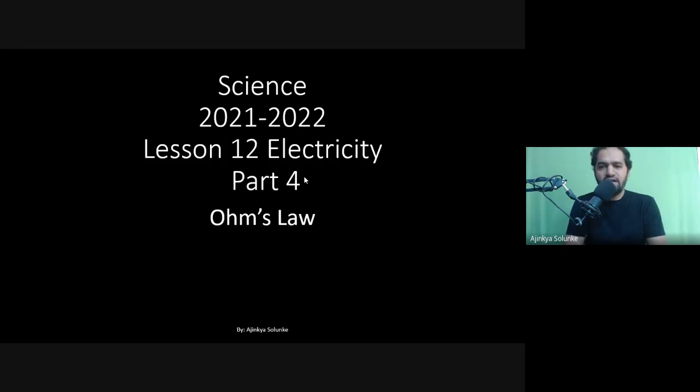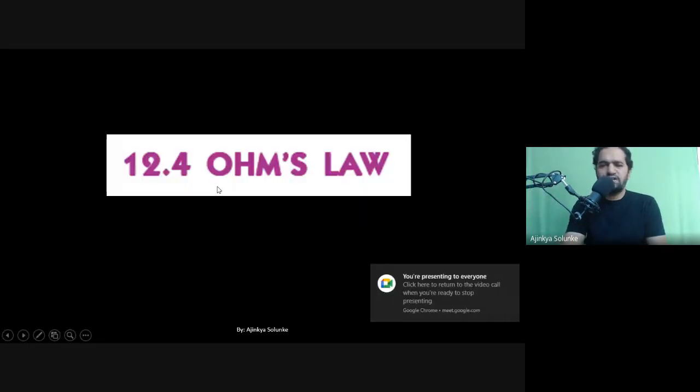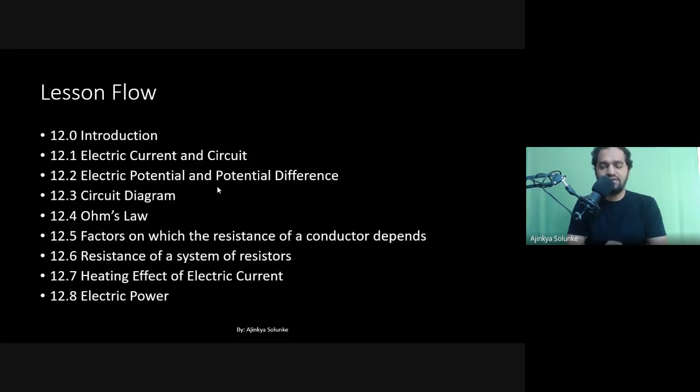So that is exactly what we need to understand today. One of the basic experiments he conducted used a very simple technique. So let us understand what this law is all about. This is one of the basic laws of physics, at least for the electricity section.